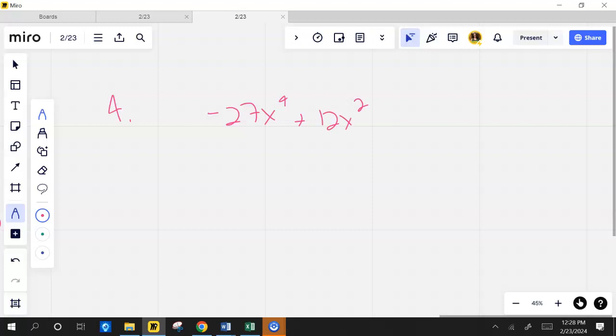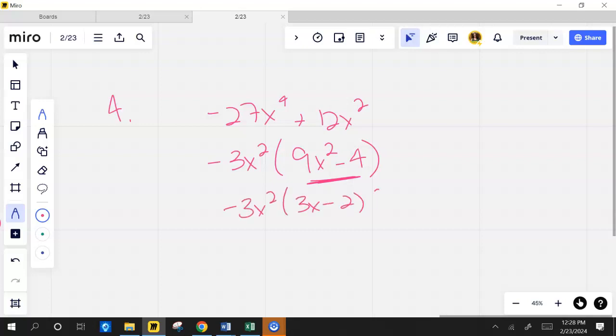If I ever see my leading coefficient being negative, I always factor out a negative to start with. It's just a good habit to be in. It helps you out. So GCF here, I took out a negative 3x squared. Leaves me with 9x squared minus 4. This then is the difference of 2 squares. If it's a plus, you can't do it. It has to be minus. But it's negative 3x squared times (3x minus 2) times (3x plus 2).